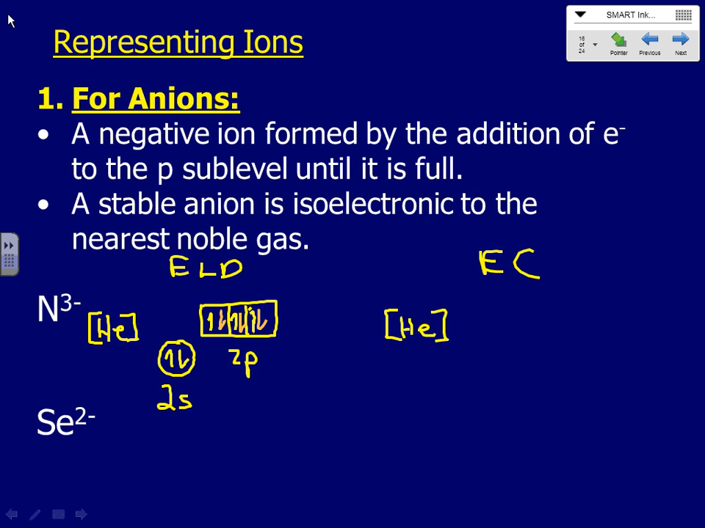And our 2s is full, 2s2. Our 2p normally has 3, but in this case, because it's full, it has 6. All right? So this is the nitride ion. I guess you could write this down. Because it is full, it now looks like argon. So the nitride ion looks like argon, because we've filled that p subshell.